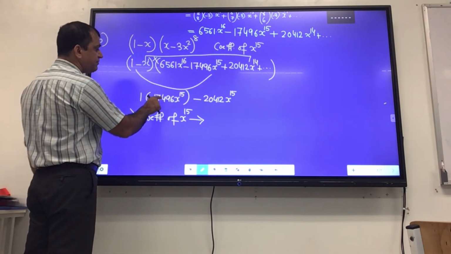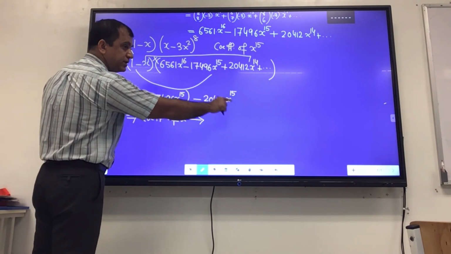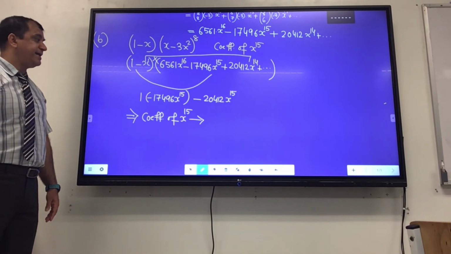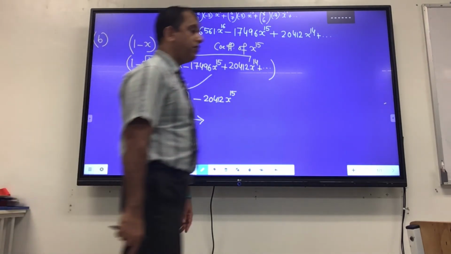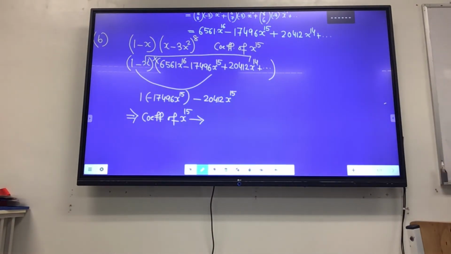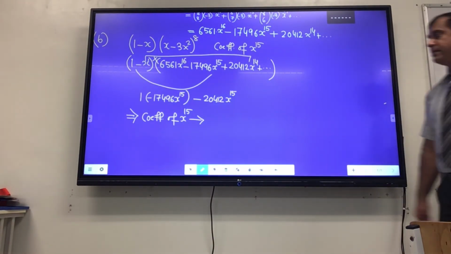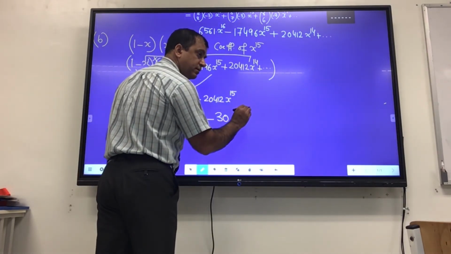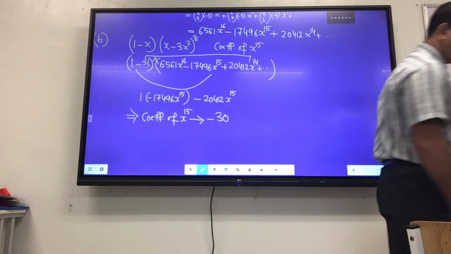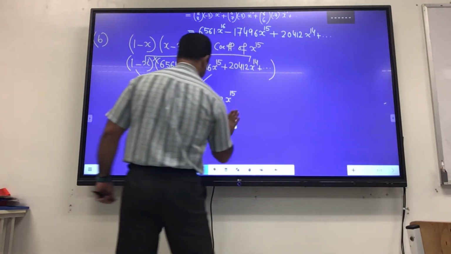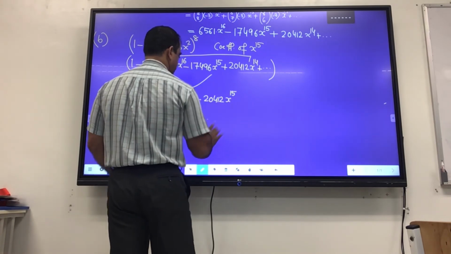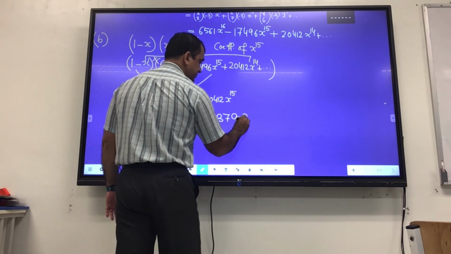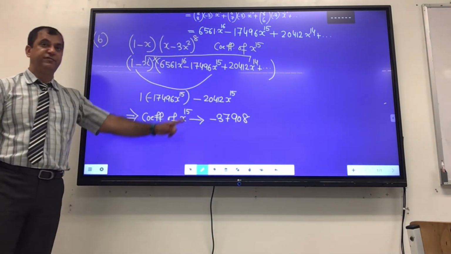Minus 17,496 minus 20,412. Use your calculator. Minus 17,496 minus 20,412. What do you get? Minus 37,908. Perfect. This is the coefficient.